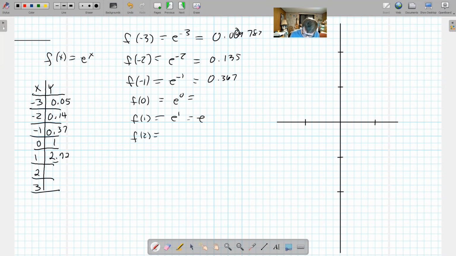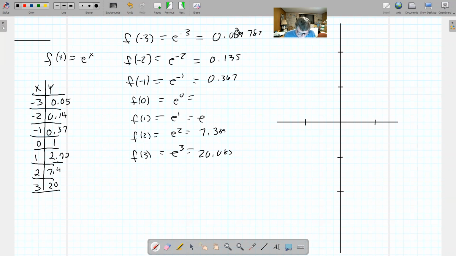F of 2 is e squared, and e squared is 7.389. So we'll call that 7.4. And I know I'm not rounding consistently here. I'm just trying to get a rough idea. F of 3, e cubed, 20.085, so we'll just call that 20. Okay, again, I wasn't consistent in my rounding, but you'll get an idea of the graph.